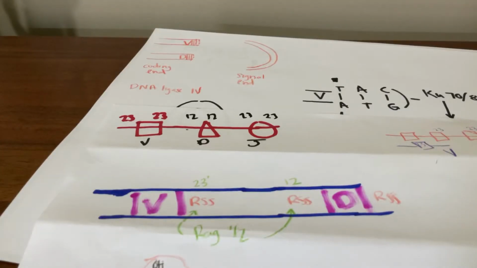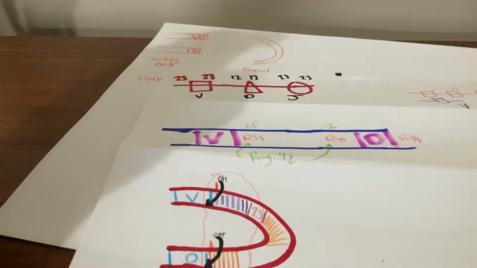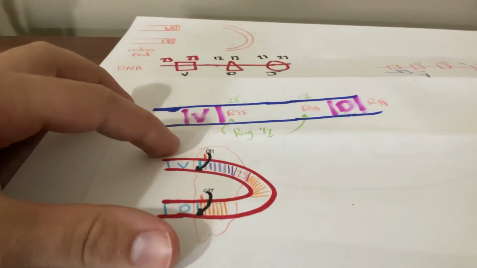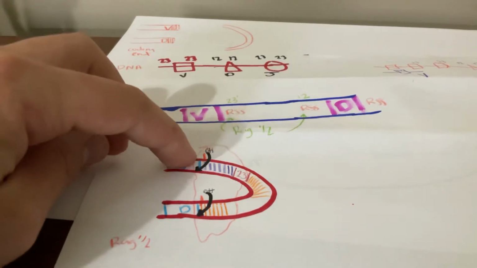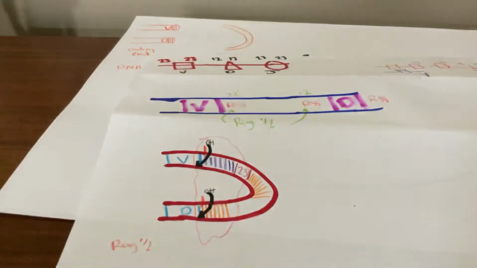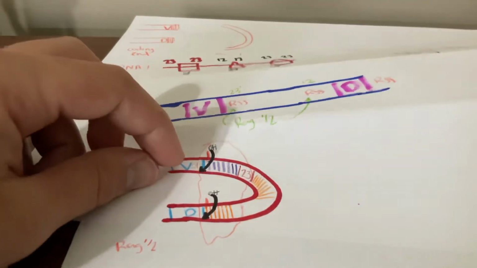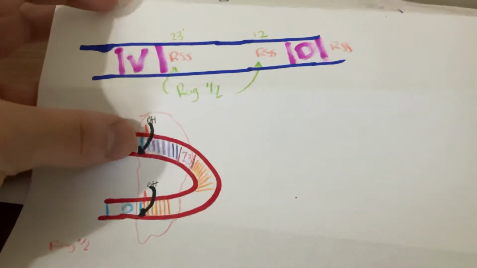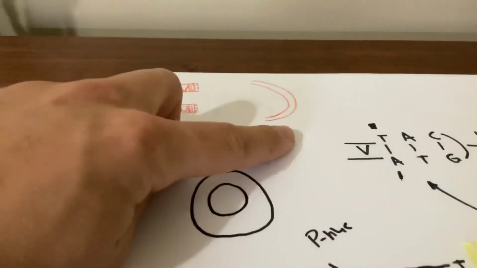And then a recap of this whole process. The first step is that RAG1/2 is going to recognize the signal sequences by that spacer region. It brings them together like this, and then RAG1/2 is going to cleave the 5' end of the heptamer nearest to the V. So it's going to cleave it, and you'll have a free hydroxyl group. The hydroxyl group is going to come down and bind right there. That's going to leave you with a signal end and a coding end.